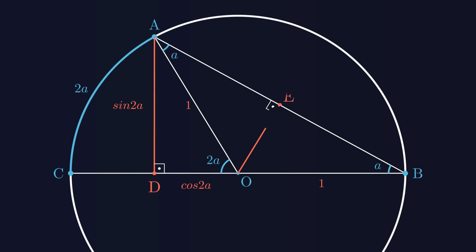Now let's draw a perpendicular from point O to line AB. What's the length of this line? It's sine alpha, of course, and EB would be cosine alpha then. Similarly, AE is also cosine alpha.